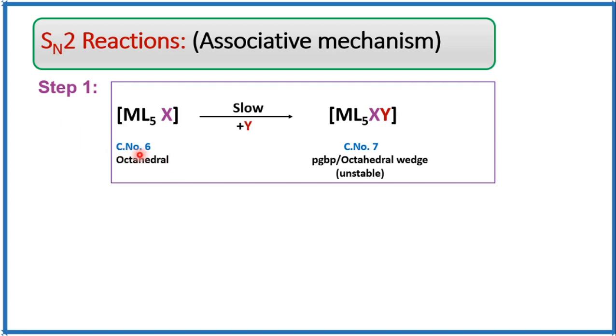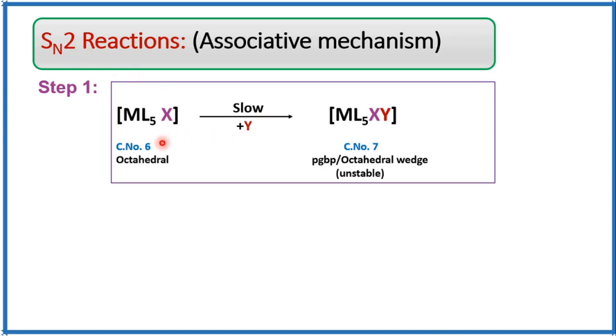In step 1, the coordination number 6 octahedral complex ML5X reacts with Y in a slow step. That means in the slow step, both the complex and the entering ligand are involved here. Therefore, we are calling it bimolecular. Whereas in SN1, only the metal complex is undergoing dissociation. Therefore, we are calling it unimolecular and dissociative. Whereas here, the metal complex is associating with the entering ligand. Therefore, we are calling it an associative mechanism. And also, both the concentration terms are involved in the rate equation of SN2 reactions. Therefore, we are calling it 2, that means bimolecular mechanism.